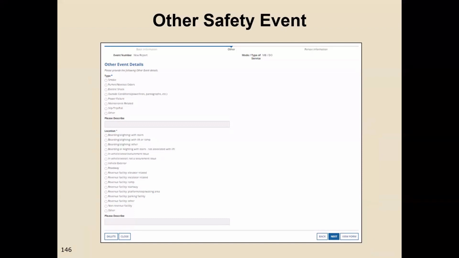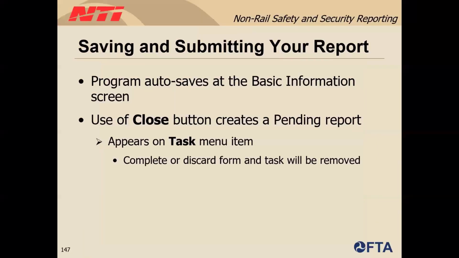At this point, we have completed all of our screens for the reportable event types. Now let's review saving, submitting, and editing reports. At any point from the basic information screen on, the system automatically saves your report. If you close the report without saving or submitting from this point on, these auto-saved reports become pending reports, which are stored as a task in the task menu option.